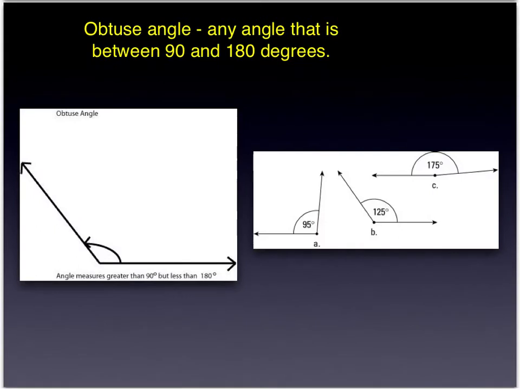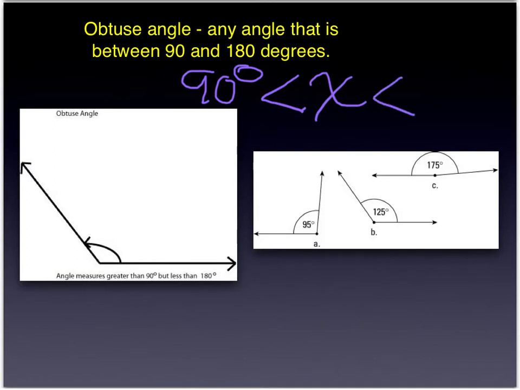All right, next we move on to our obtuse angle, which is any angle that is between 90 and 180 degrees. Any angle that measures greater than 90 but less than 180. So again, a 90 degree angle is a right one. So we have 90 degrees, and then we have our greater than sign. So our angle is greater than 90 degrees, but less than 180 degrees.